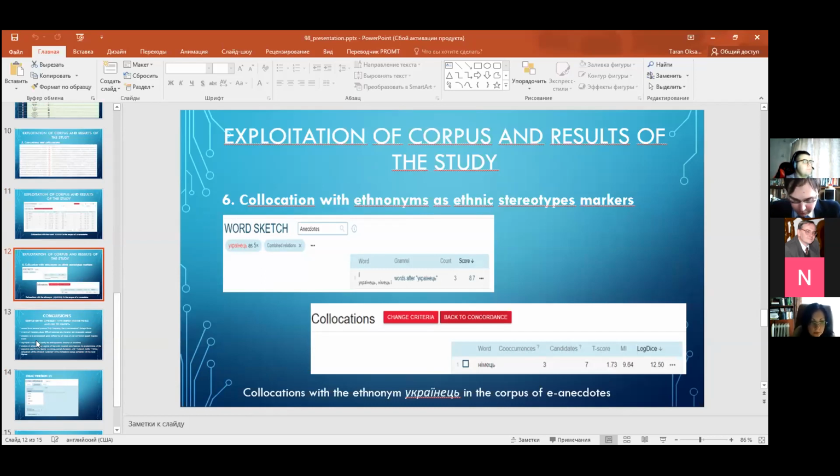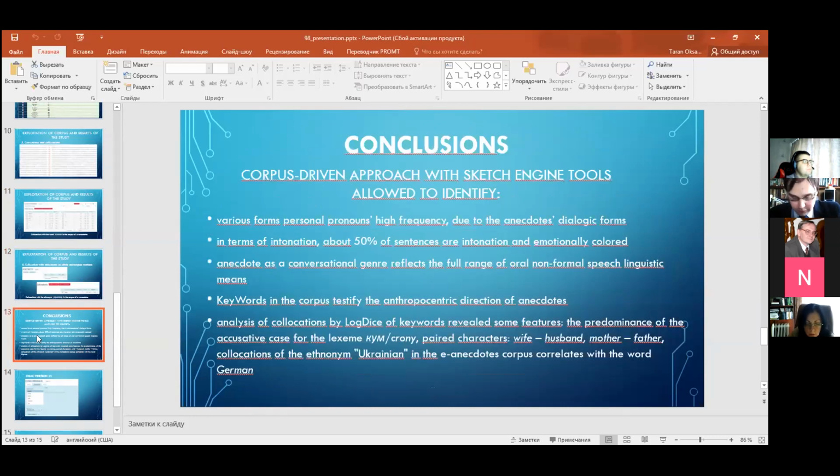So, conclusions. The corpus-driven approach with Sketch Engine tools allows us to identify the following linguistic and general characteristics of the anecdote within the corpus. Various forms of personal pronouns have high frequency due to the anecdote's dialogic form. In terms of intonation, about 50% of sentences are intonationally and emotionally colored. Anecdotes as a conversational genre reflect the full range of oral non-formal speech linguistic means.